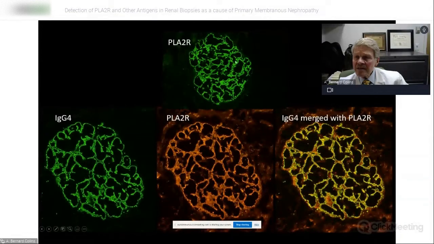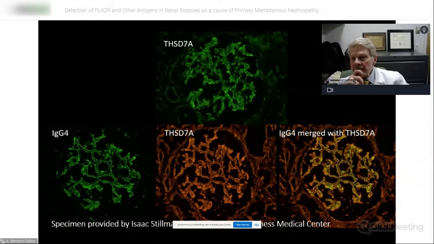When we stain it directly, we use a green label. But when we do the co-localization with the IgG subclass, we switch to red because our IgG subclasses are FITC directly conjugated. So that's why there's a difference in the color of the antigen. As I said, I contacted colleagues, and this was the first case.